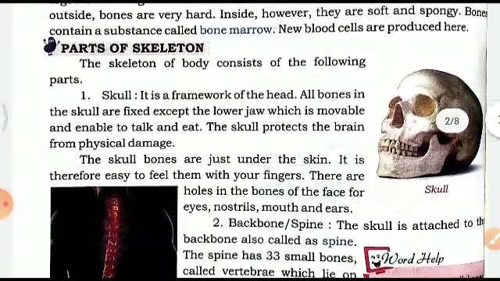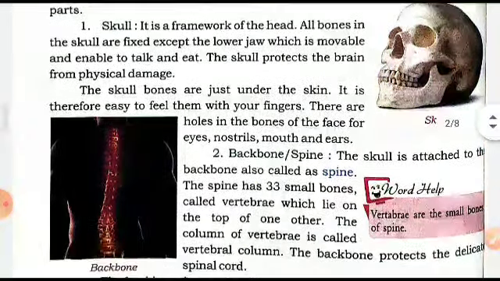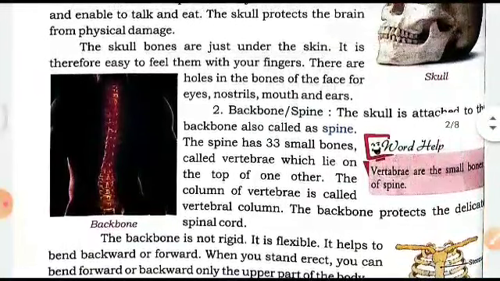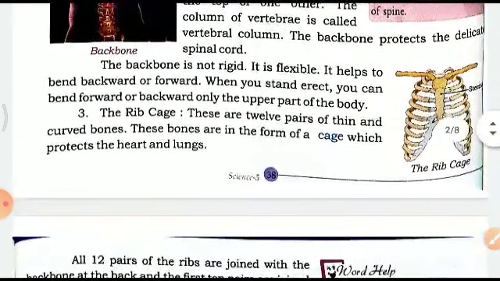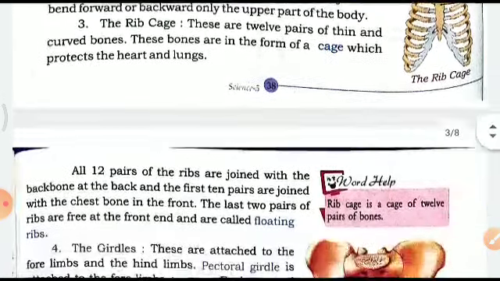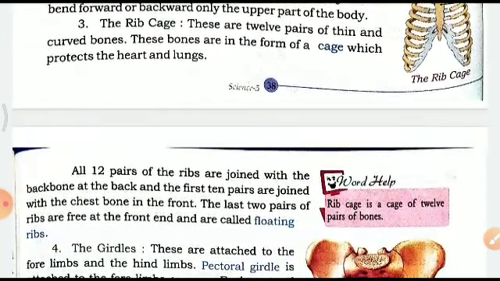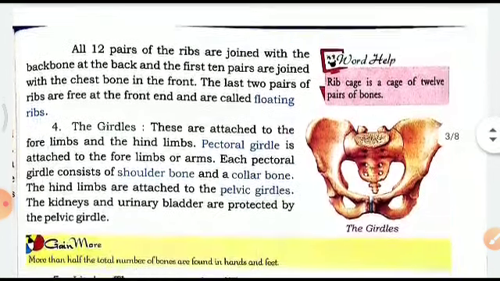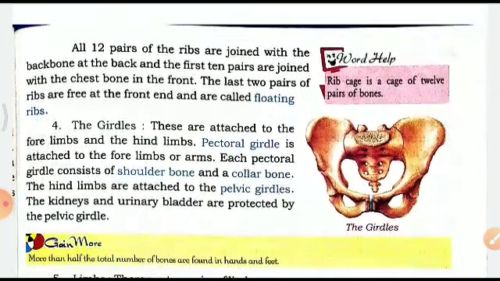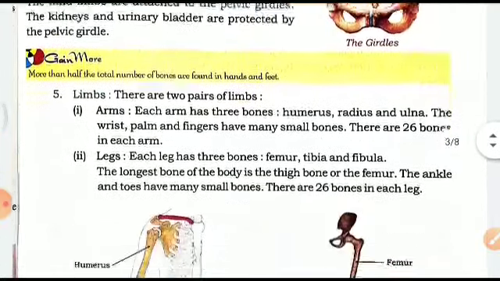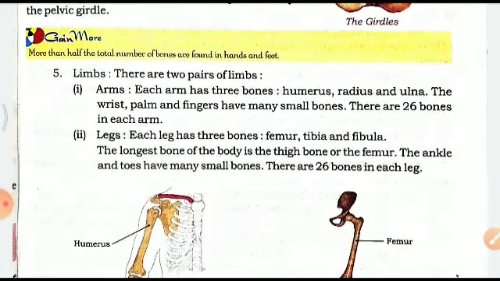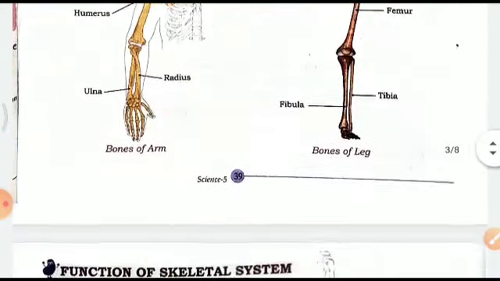Then we studied the parts of a skeleton. We saw the skull, which protects the head or brain, then the backbone, which protects the vertebra with the spinal cord, then the rib cage, which protects the chest, where inside there is the heart and the lungs. Then we also saw the girdles, pelvic and pectoral, which are of two types, and then limbs, two pairs of limbs, arms and legs. And today let us move ahead.